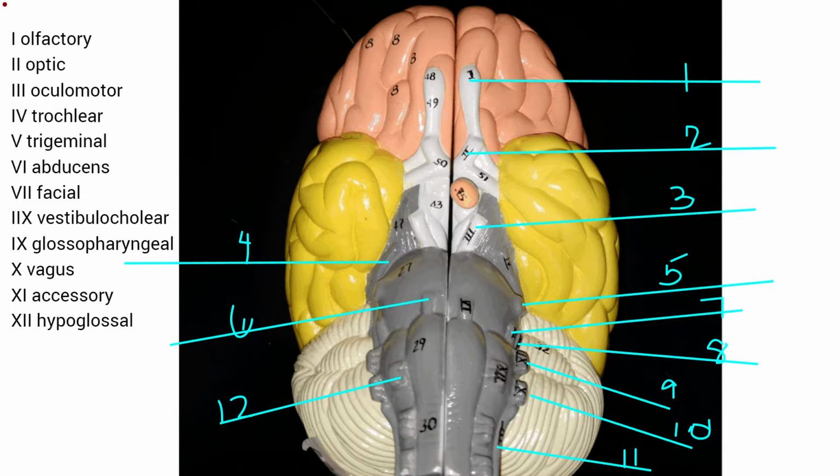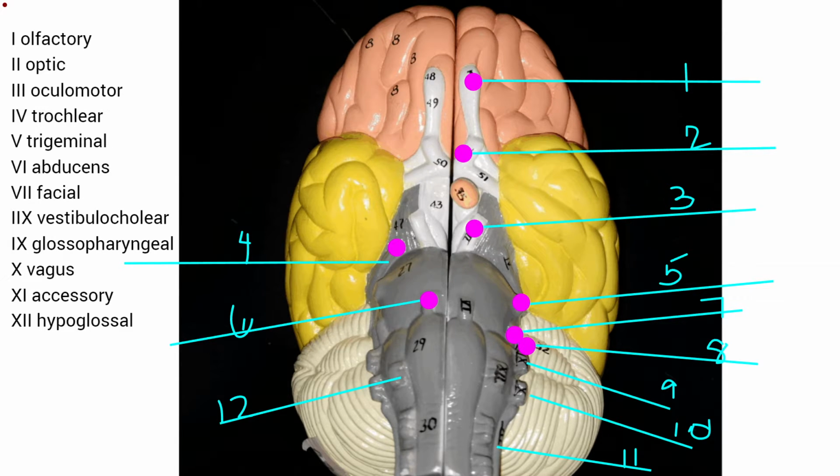Okay, so we got our olfactory, we got optic, we got ocular motor, we got trochlear. You can see it here and over here. We got trigeminal. You can see that here and over here. We got abducens. You can see here and here. We got facial. You can see here and here. So all of these are on both sides. Vestibular cochlear. You can see just under that.